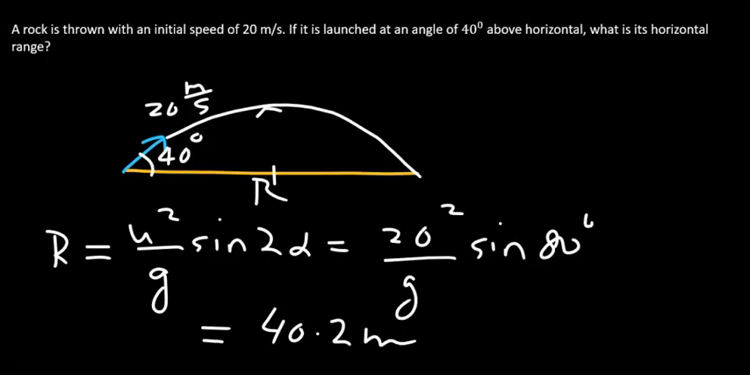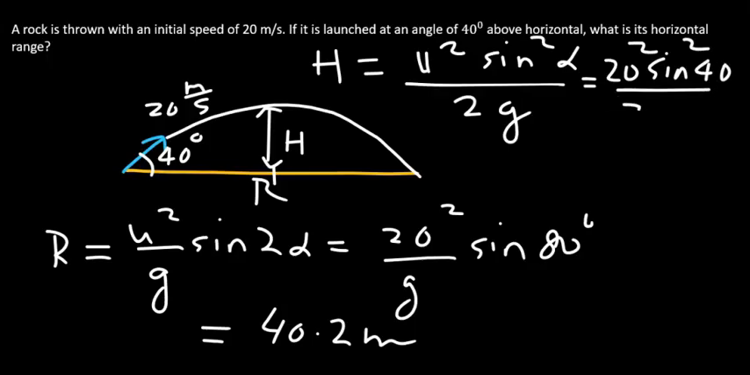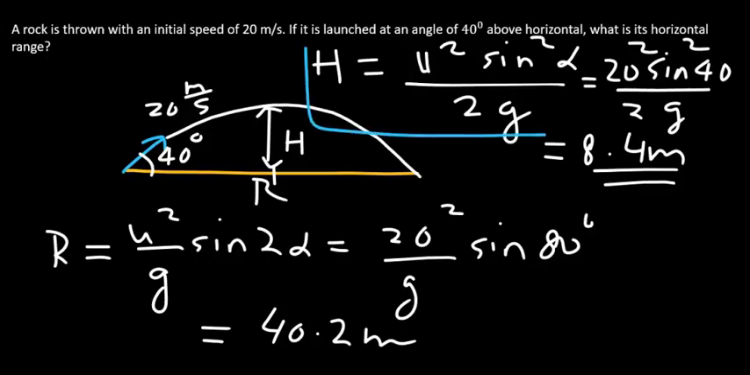Let's go ahead and calculate the maximum height h. The maximum height is given by the following equation. u squared times sine squared alpha over 2 times gravity. So u is again 20, so 20 squared. Sine squared alpha, alpha is 40 degrees, over 2 times 9.81, and you're going to get about 8.4 meters. We again stress that these two equations for the maximum height and range respectively will only work when the takeoff point and the landing point are exactly on the same level.